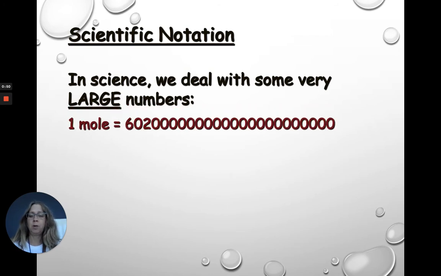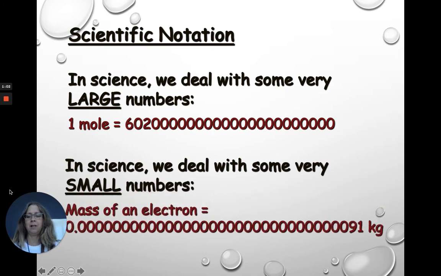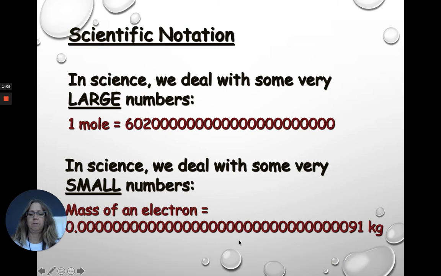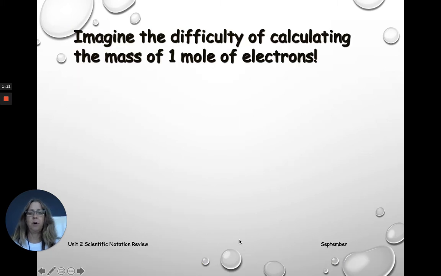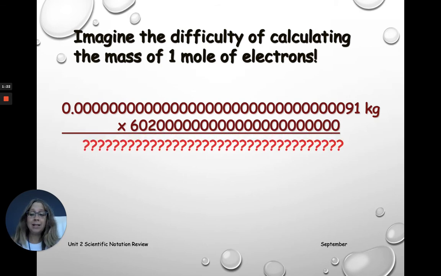So in science, we deal with some very large numbers. For example, we're going to learn in a new unit coming up that 1 mole is this massively big number. We also deal with some very small numbers, like this is the mass of an electron, for example, which is a tiny, tiny number when you think about it. Now, suppose we wanted to calculate the mass of 1 mole of electrons. This would be the problem we'd have to set up. That would be no fun at all. It's a lot easier if we know the rules for scientific notation.